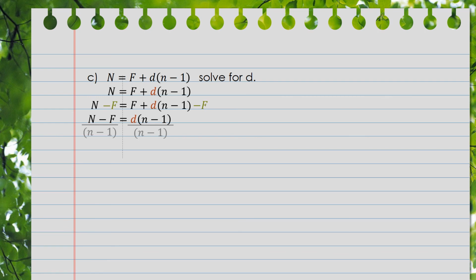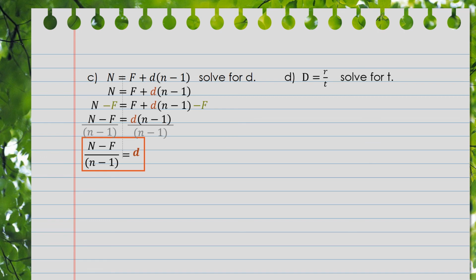And we know N minus 1 divided by N minus 1, or any number divided by itself, reduces to 1, leaving you D all by itself. And on the left side, you cannot reduce, so it remains N minus F all over N minus 1. And that would be your solution.